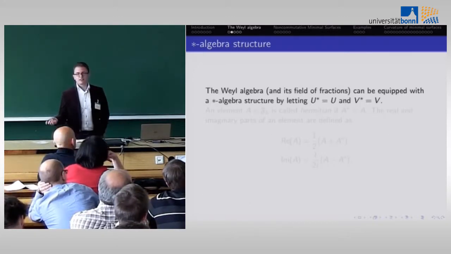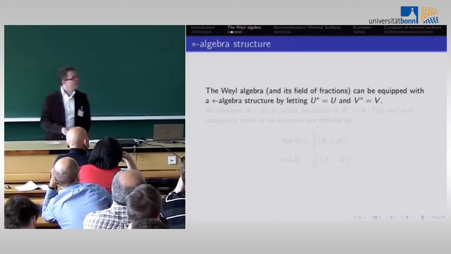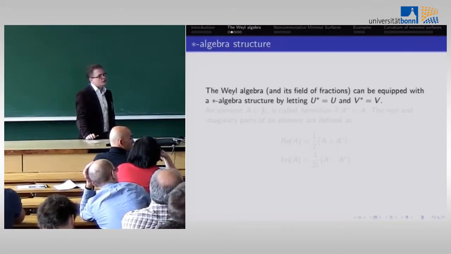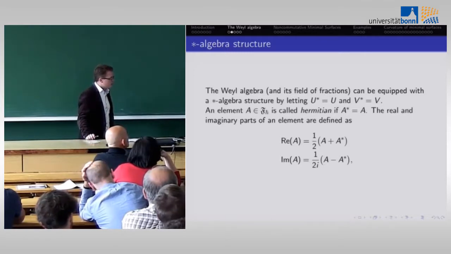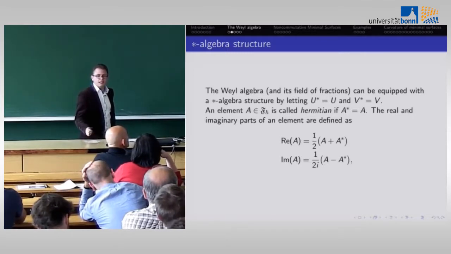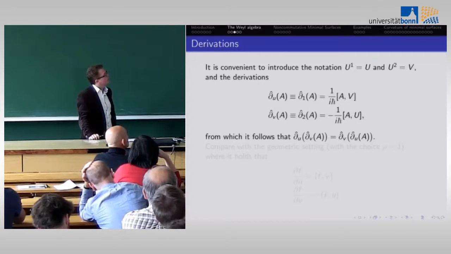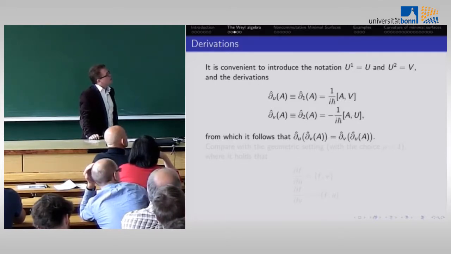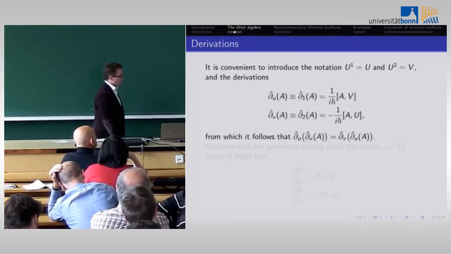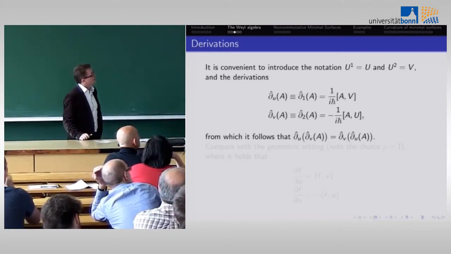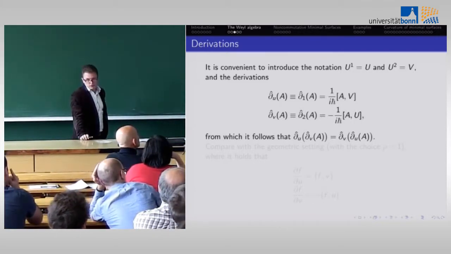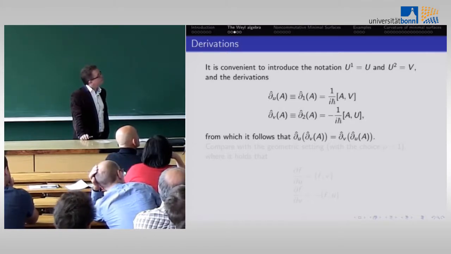Right? Moreover, it can be made into a star algebra by declaring these to be Hermitian. And just for notational reasons, we just write the real and imaginary part of any element, right? And we have two derivations, which are the commutators with v and u. I call them du and dv hat. And they commute. Since u and v commute to 1, these derivations will commute.